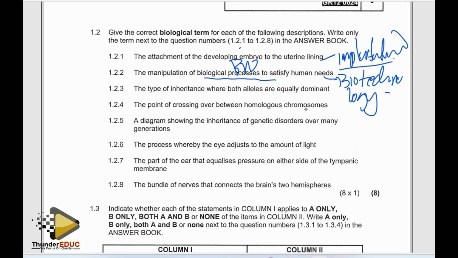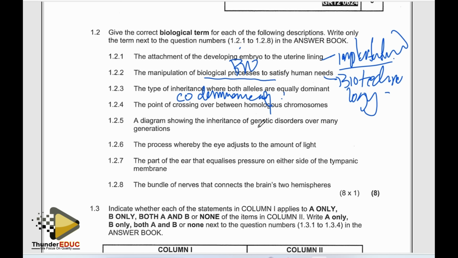The type of inheritance where both alleles are equally dominant. So if they're both equally dominant, how do you call that type of dominance? It's not that one brings 50 and the other one brings 50, then you form an intermediate. But here both of them are equally dominant. Blood group A, allele for A and allele for B, when you combine them, you form blood group AB. So they're equally dominant. In this case, we call it co-dominance.